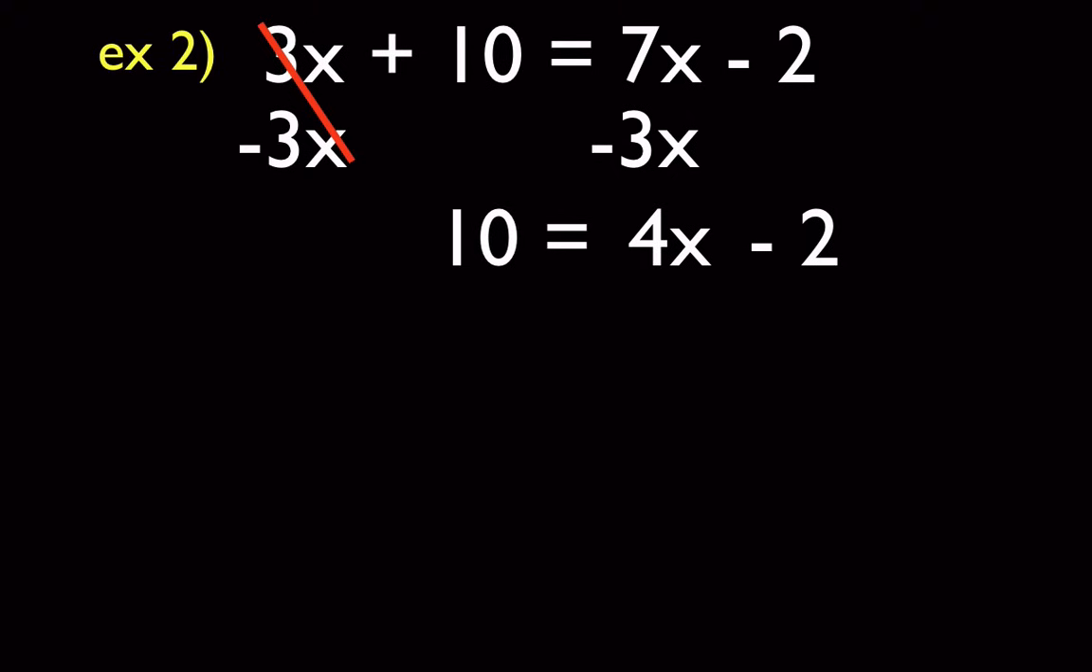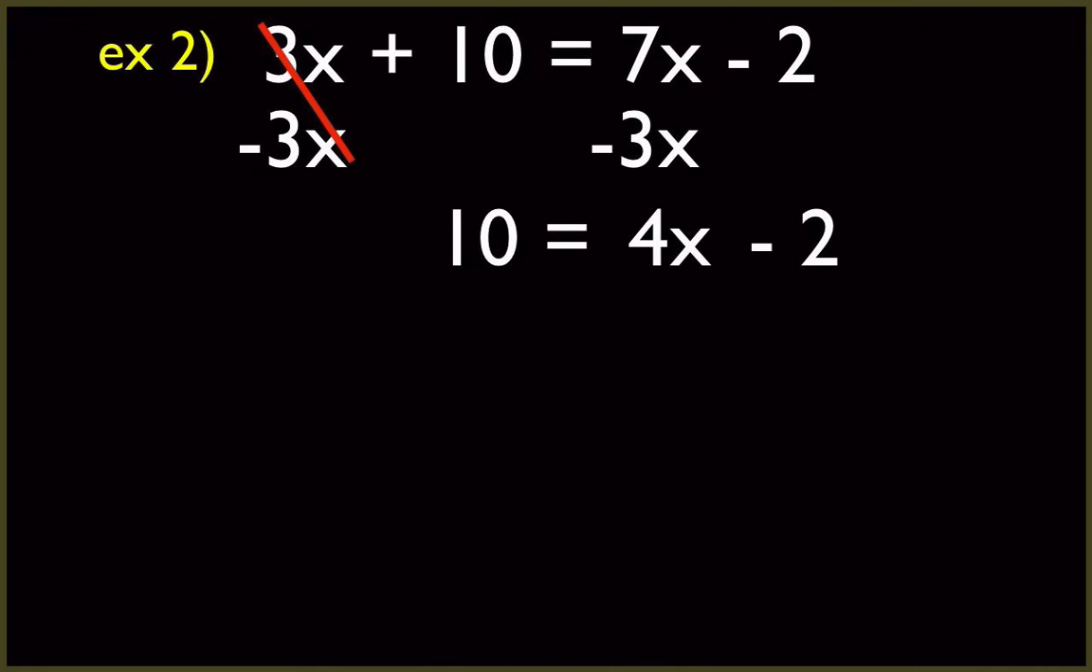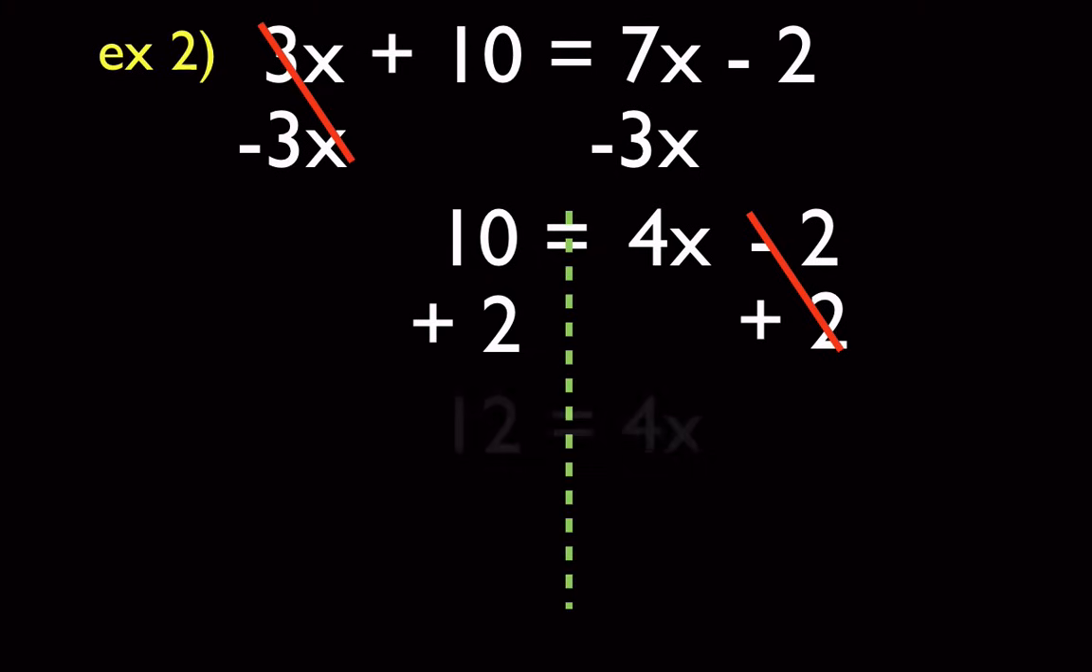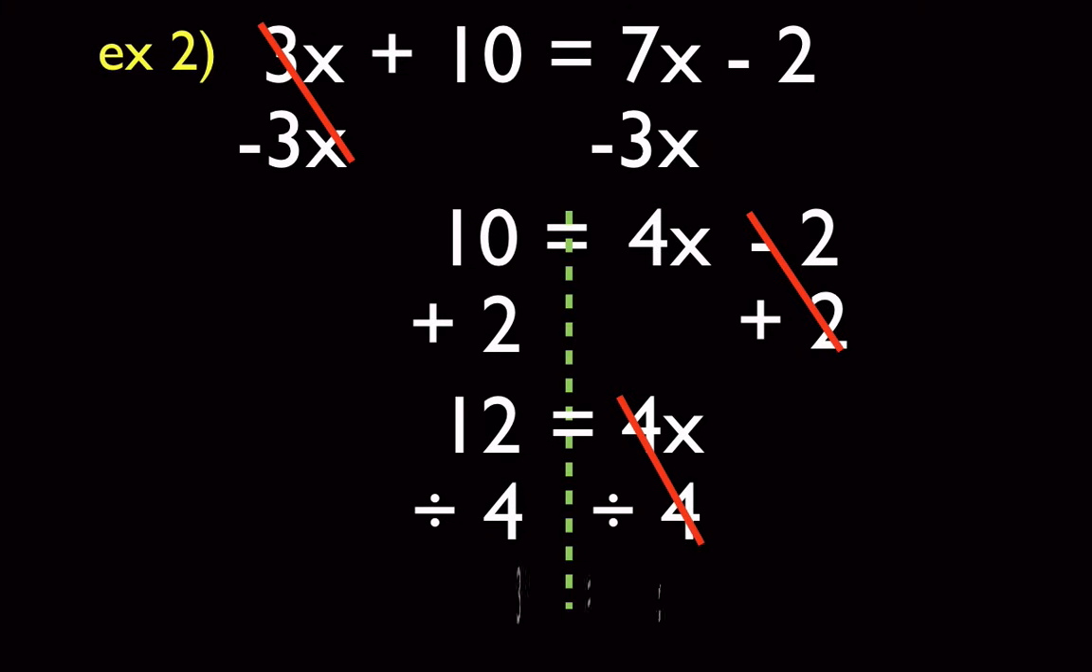Now from here, if you want to, you can rearrange the problem to look like a common, comfortable two-step equation and then solve it from there. Or you can go ahead and solve it as is, which means we're going to add 2 to both sides. On the right side, it's going to cancel, and we're going to end up with 12 equals 4x. Dividing by 4, we'll get x equals 3.